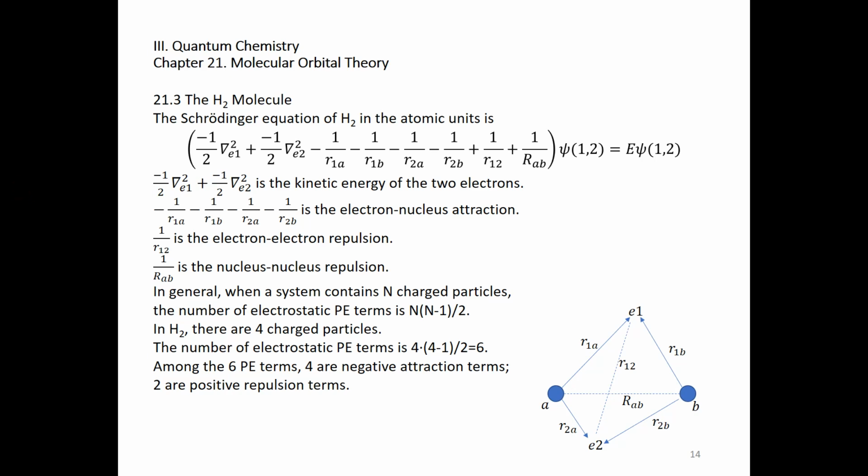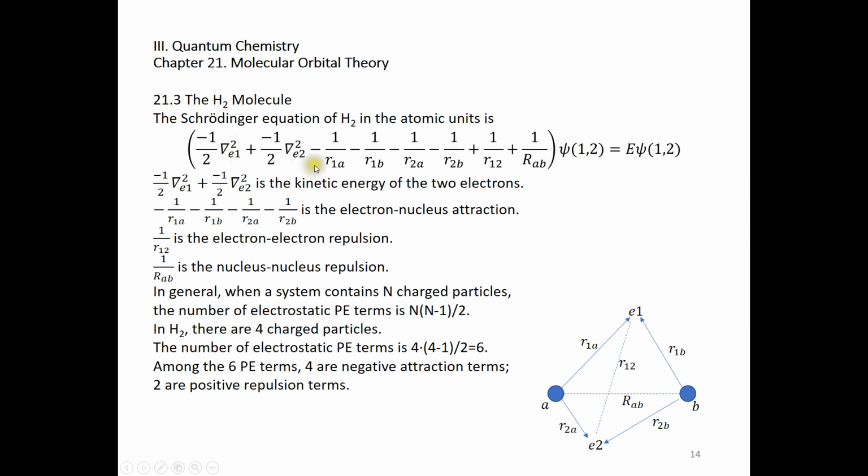Chapter 21 Molecular Orbital Theory, Section 21.3: The H2 Molecule. The Schrödinger equation of H2 in atomic units is H psi equals E psi. Psi is a function of two electrons, labeled 1 and 2.